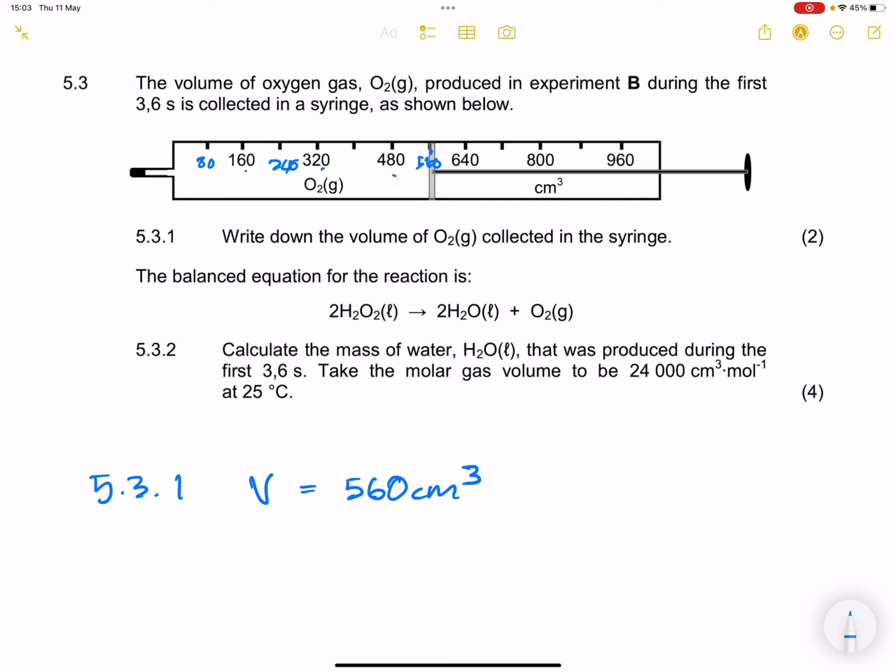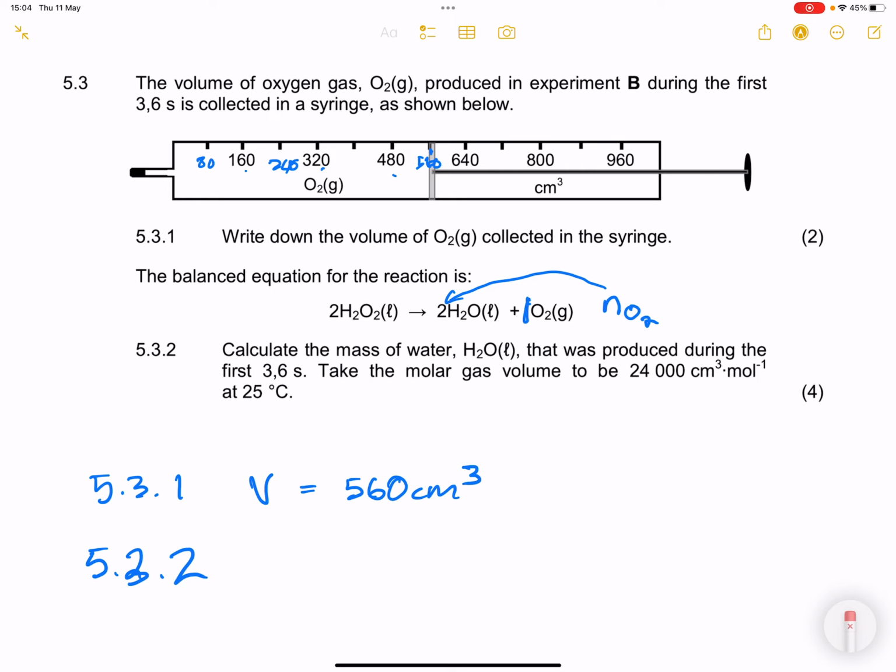Right, so now what we're going to do, ladies and gents, and please I want you to listen carefully. What we want is the mass of water. So what are we given? We are given the amount of oxygen that was formed. So I'm going to calculate the number of moles of oxygen, and use our stoichiometric coefficients. In this case, for oxygen that's 1 and for water that's 2.